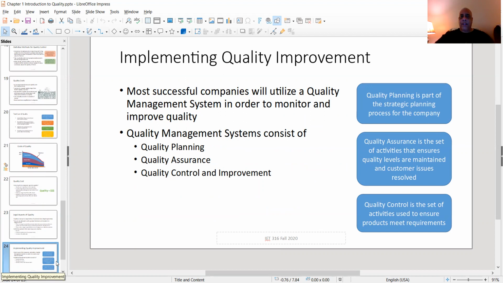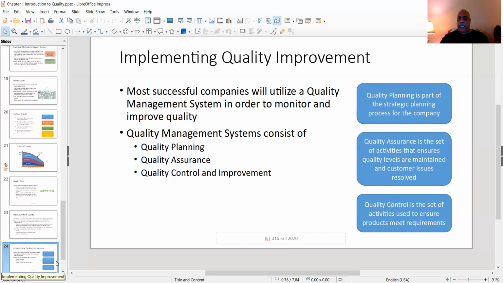So, how do we implement quality improvement? Well, most successful companies will utilize a quality management system in order to monitor and improve quality. This is important. A lot of your successful businesses already implement a quality management system so they can monitor and improve quality. Again, quality management systems consist of quality planning, quality assurance, quality control, and improvement.